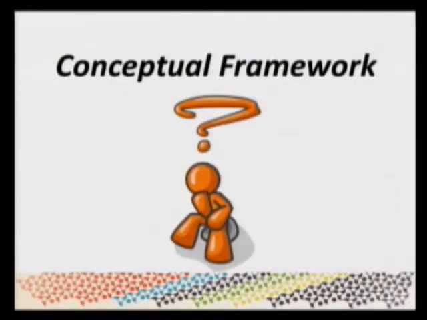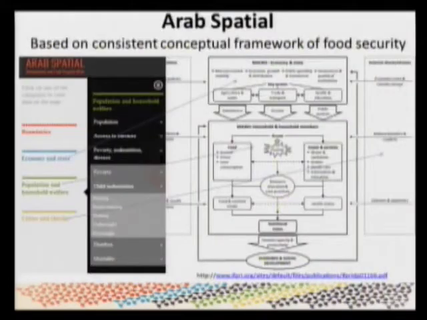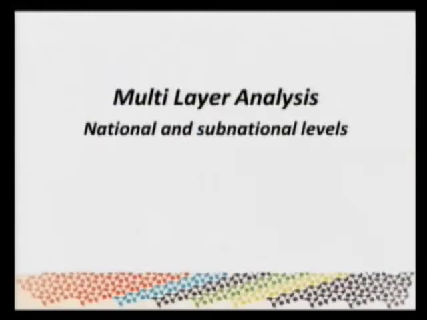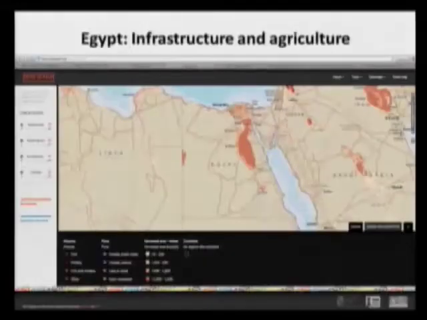It's based on a consistent conceptual framework developed in-house here at IFPRI that aims to look at food security and its link to development by looking at the macro level, the macroeconomy, and the micro level, and seeing how crises and shocks and interventions influence these levels and ultimately influence economic and social development. We've gone to several open data sources. These are only an example of those we've used to compile the atlas. And I'll give you a couple of examples with screenshots.